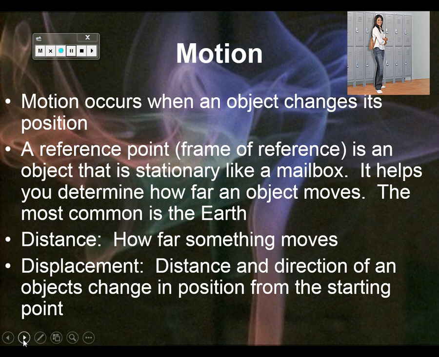Okay, distance is how far something moves, and displacement is the distance and the direction of an object's change in position from the starting point.